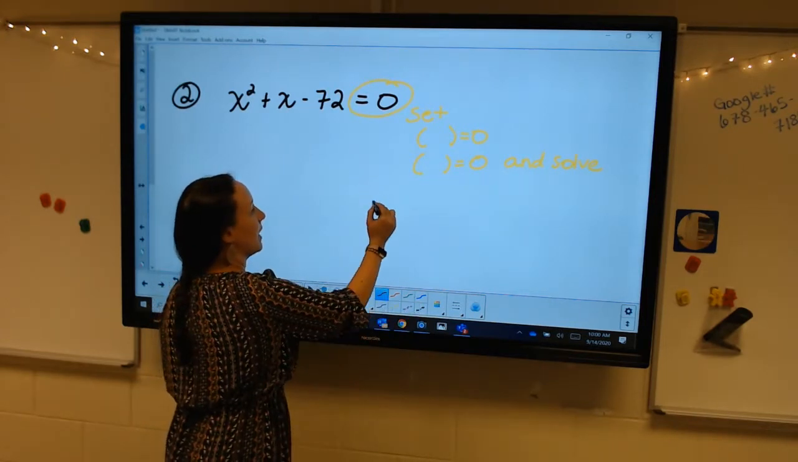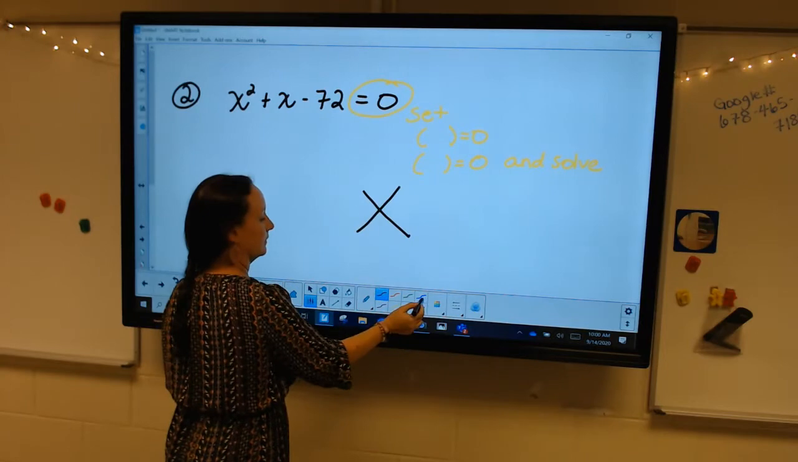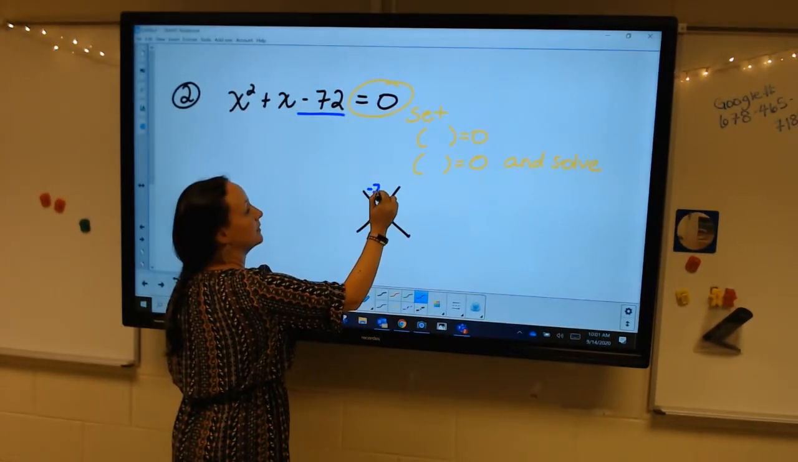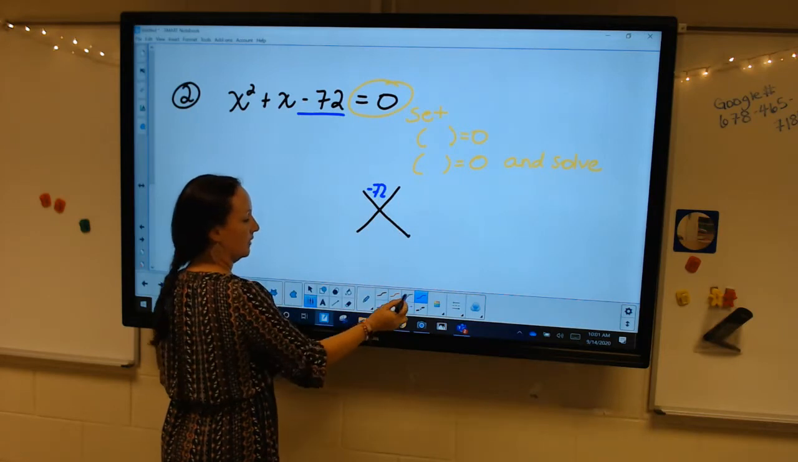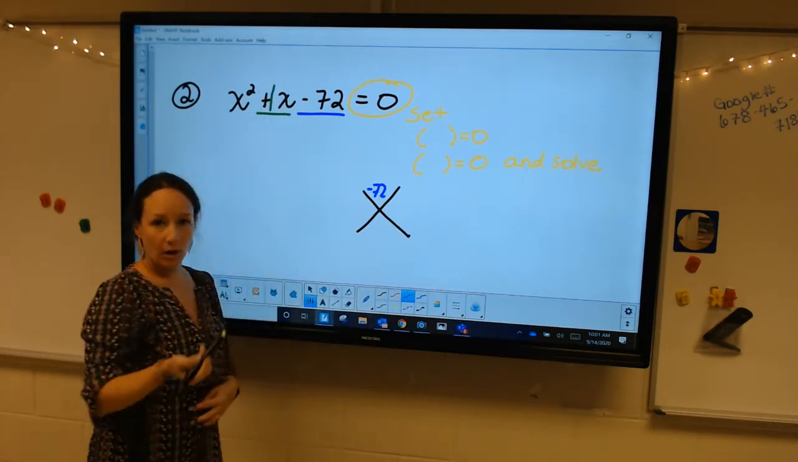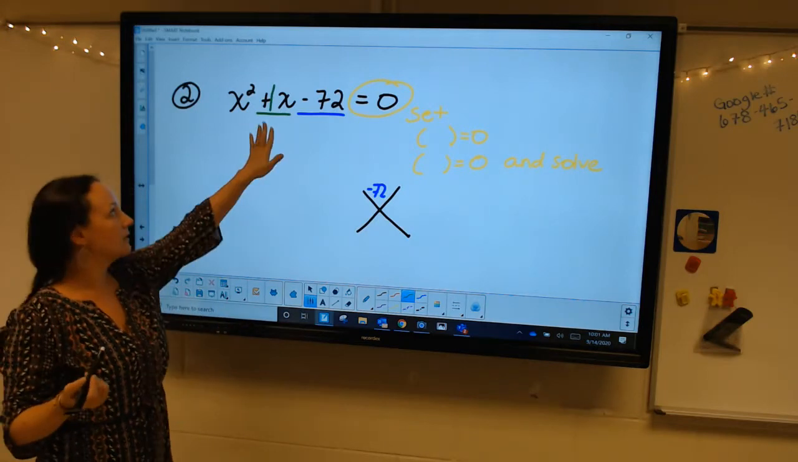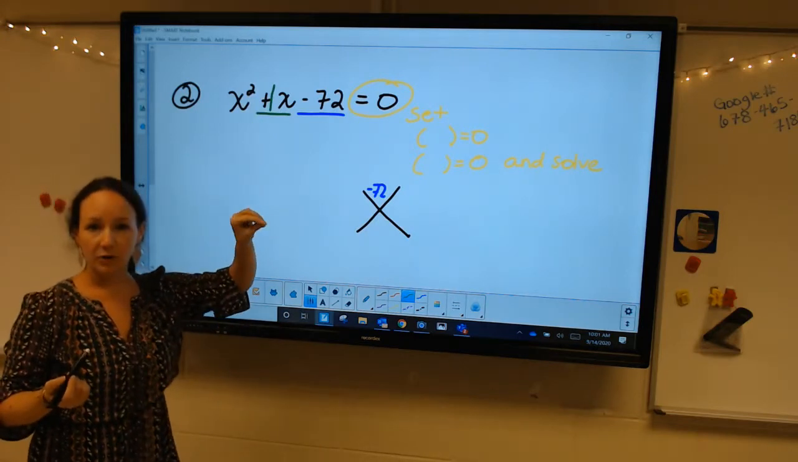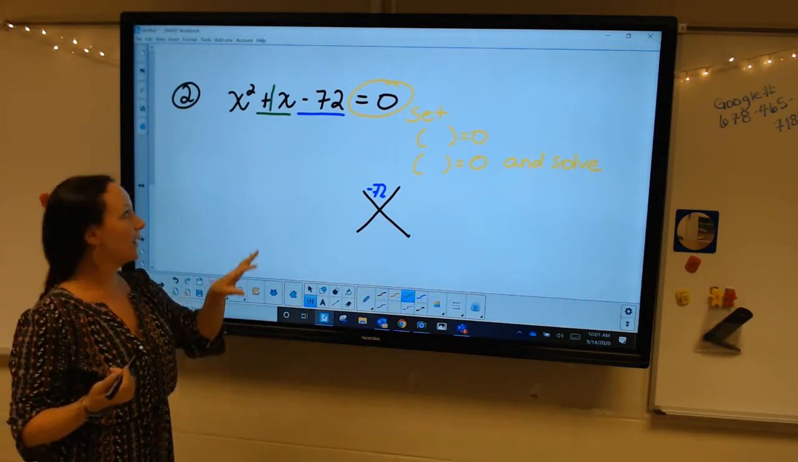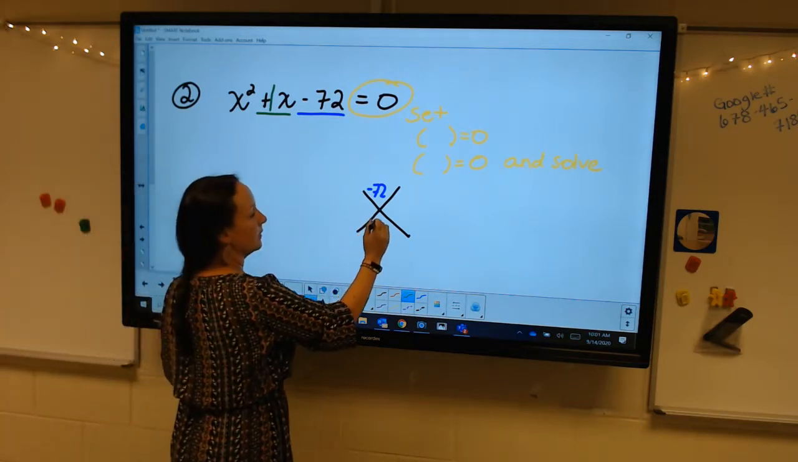So we'll set up our x. We're going to look for factors of a negative 72 that add to, we would use a 1, because there is an x in that scenario. When there's not a middle term, that's when we used 0, just as a reminder. But I'm going to use a 1 here because there is an x.